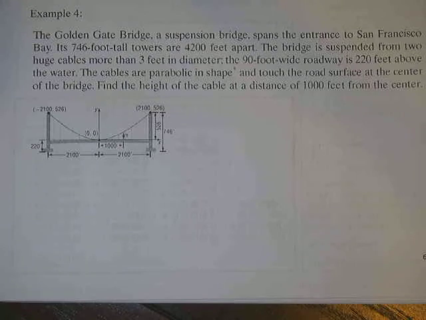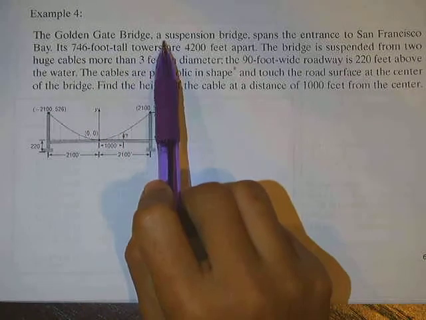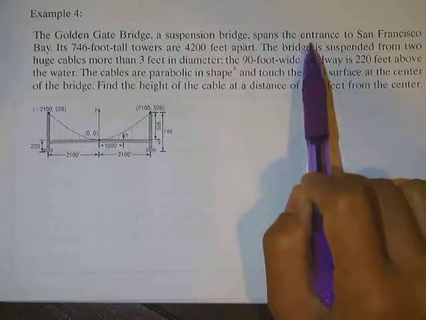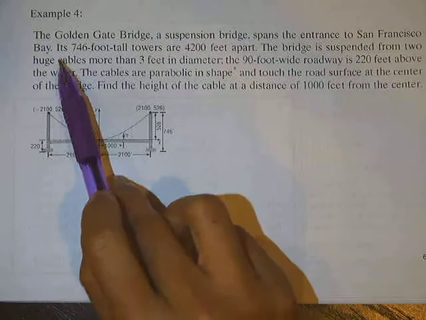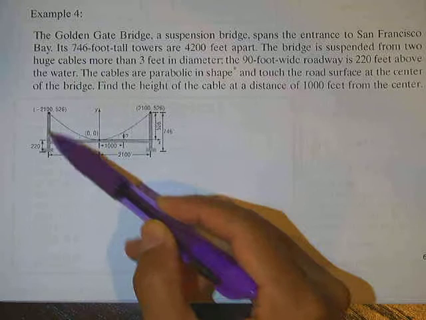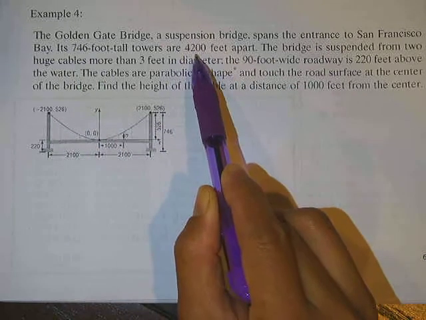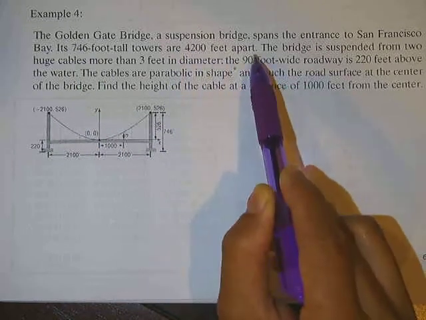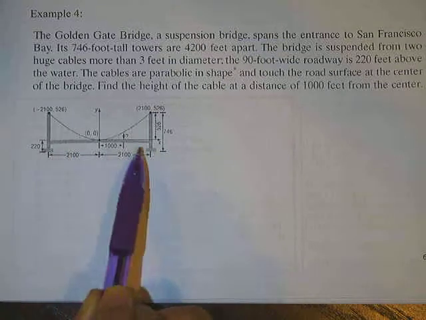So we are continuing with example 4 in section 3.4. Okay, so here we go. The Golden Gate Bridge, a suspension bridge, spans the entrance to San Francisco Bay. Its 746-foot tall towers, so the two towers here, are 4,200 feet apart.